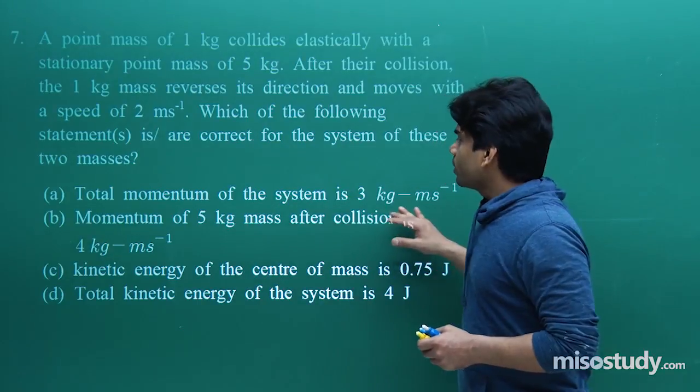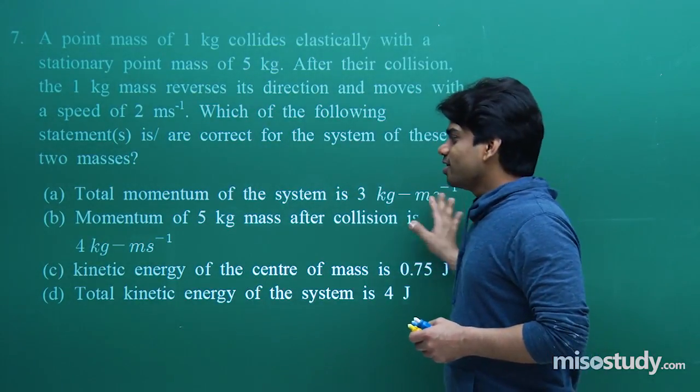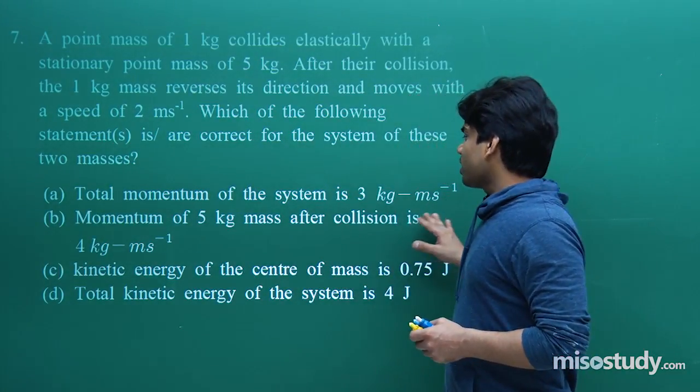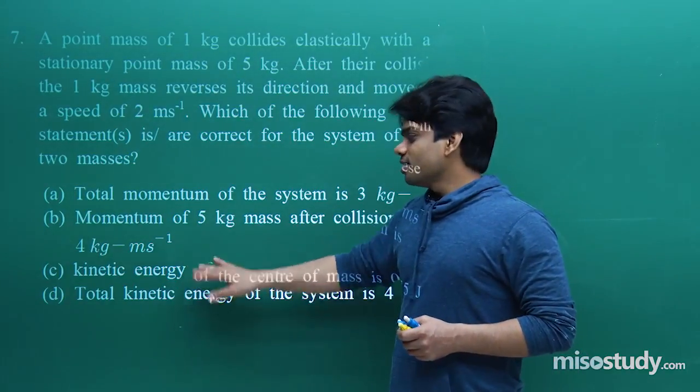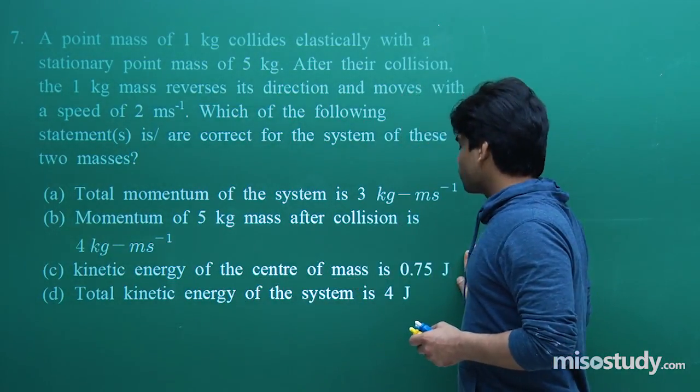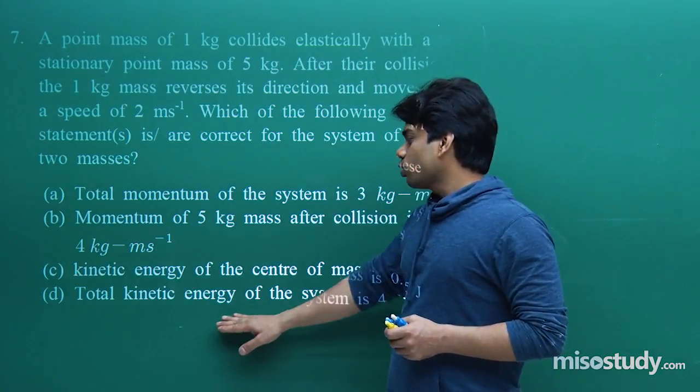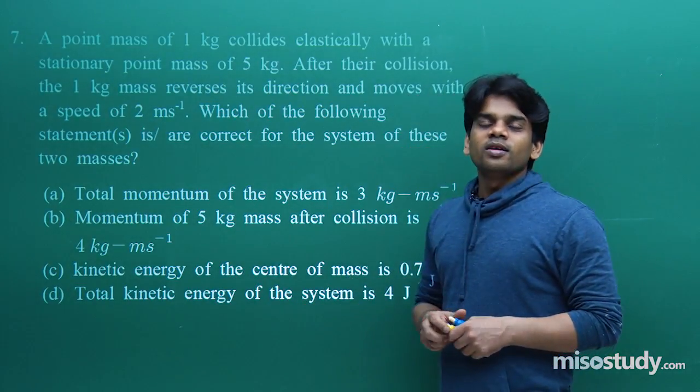A. Total momentum of the system is 3 kg meter per second. B. Momentum of 5 kg mass after collision is 4 kg meter per second. C. Kinetic energy of center of mass is 0.75 joule. D. Total kinetic energy of the system is 4 joule.